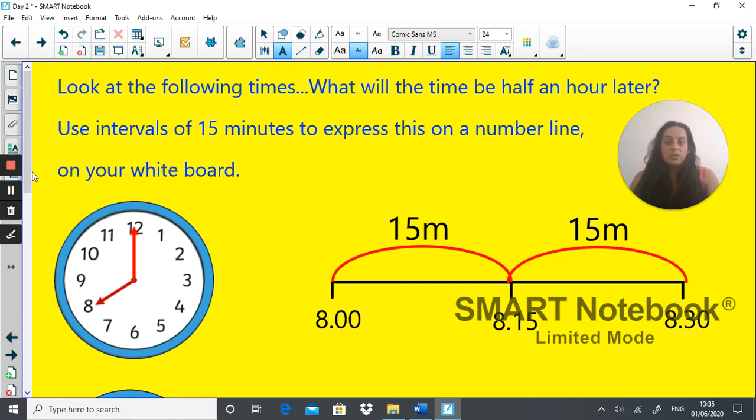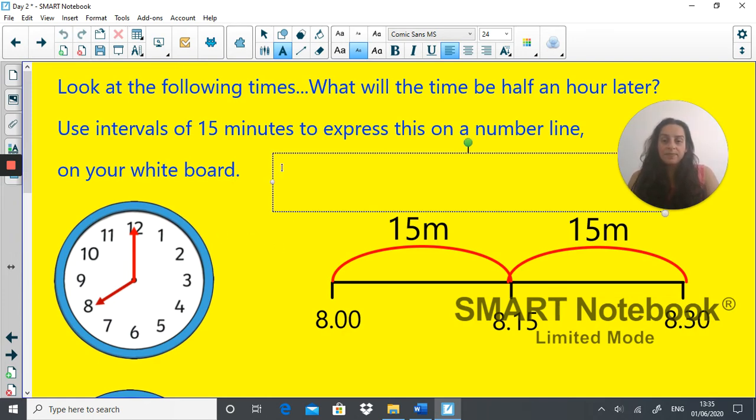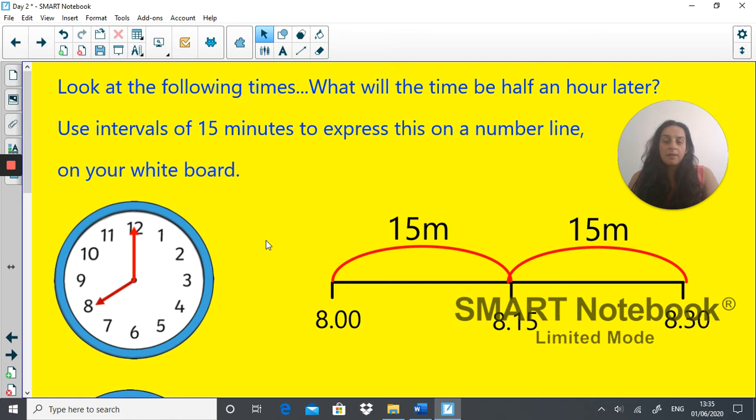So what I want you to do is do the same thing, but for this clock here. Just bringing it up for you.